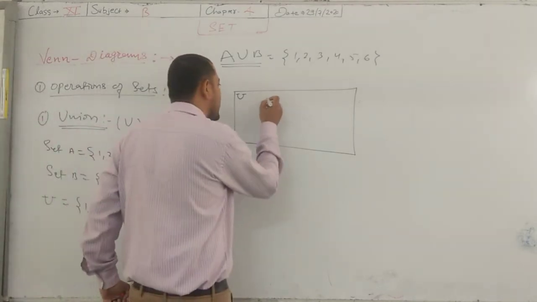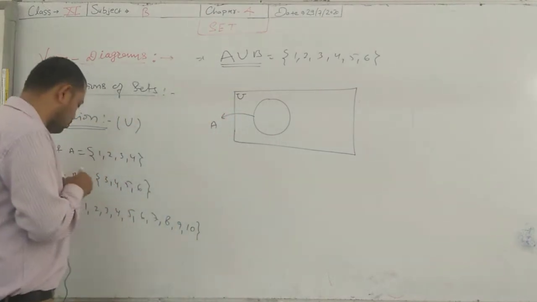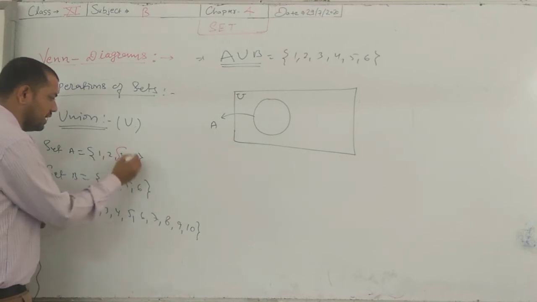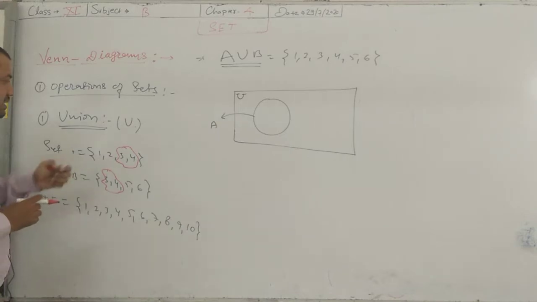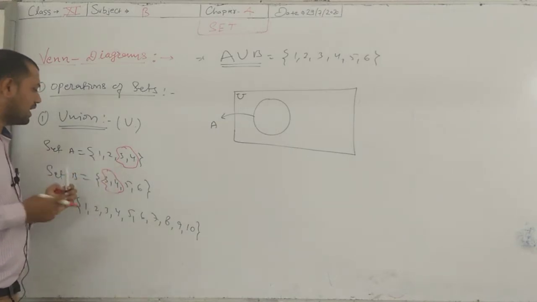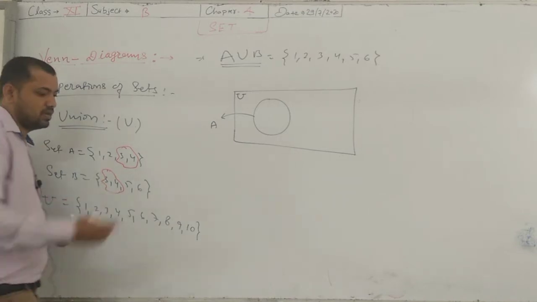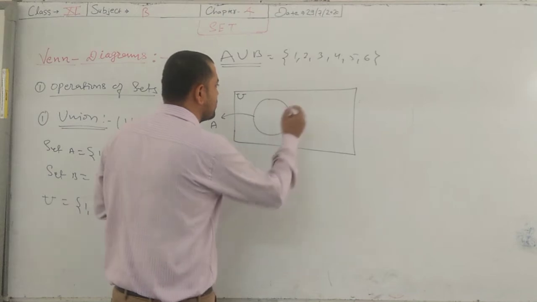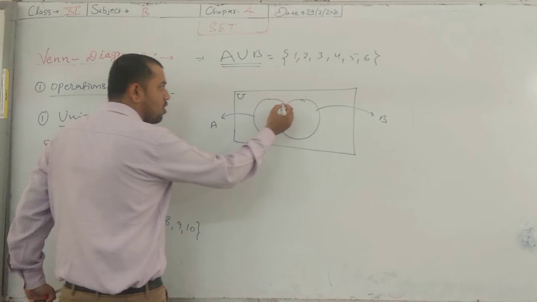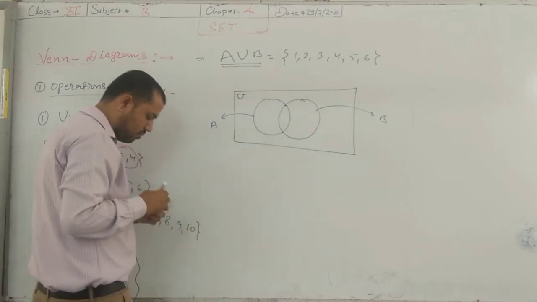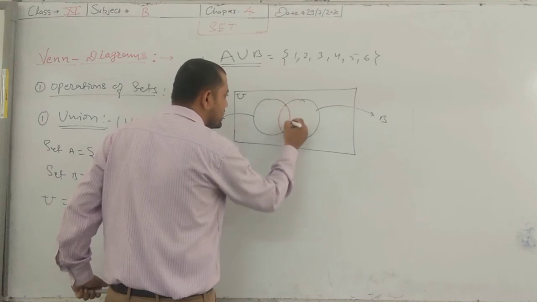First of all, we draw set A. After that, we see that the elements 3 and 4 are common between these two sets. The set is represented by a circle containing the elements of set A, that is 1, 2, 3, 4. And after that we draw set B, also in the form of a circle, containing the elements 3, 4, 5, 6. There is a common part between A and B.